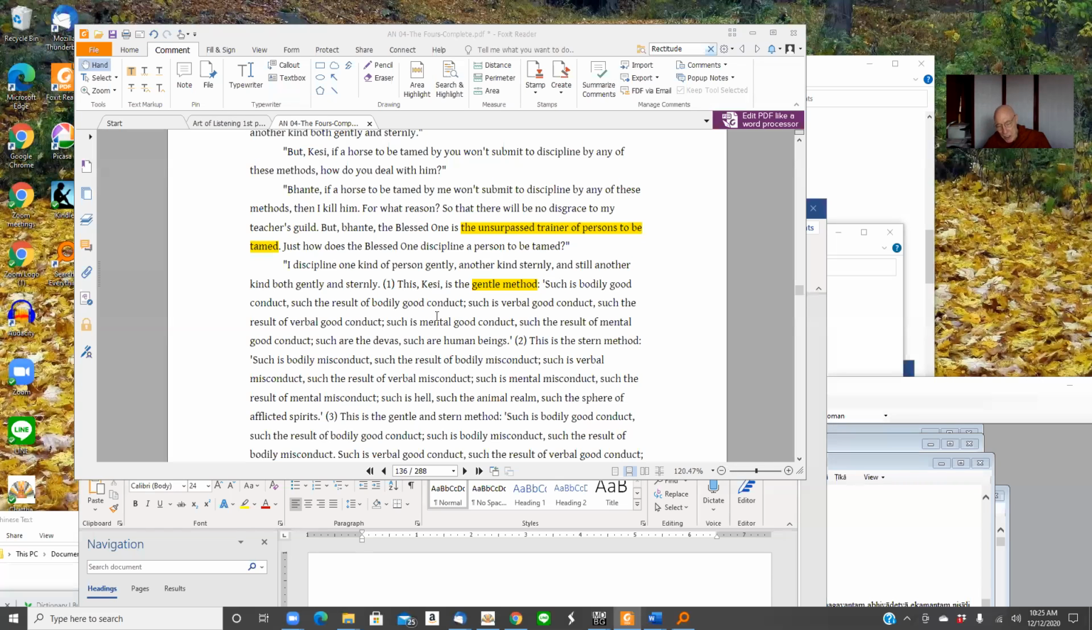So no false speech or lying, no divisive speech that creates divisions and conflicts between people, no harsh or angry speech, and no gossip or idle chatter. So those are the 4 kinds of verbal good conduct. And then there are 3 kinds of mental good conduct. What are the 3 kinds of mental good conduct?